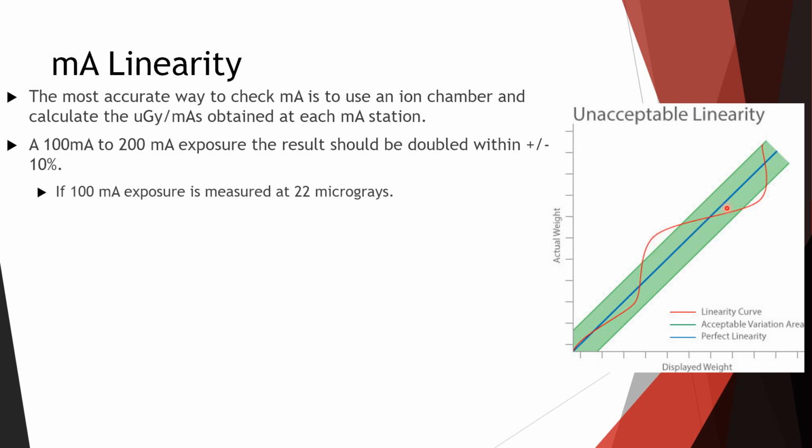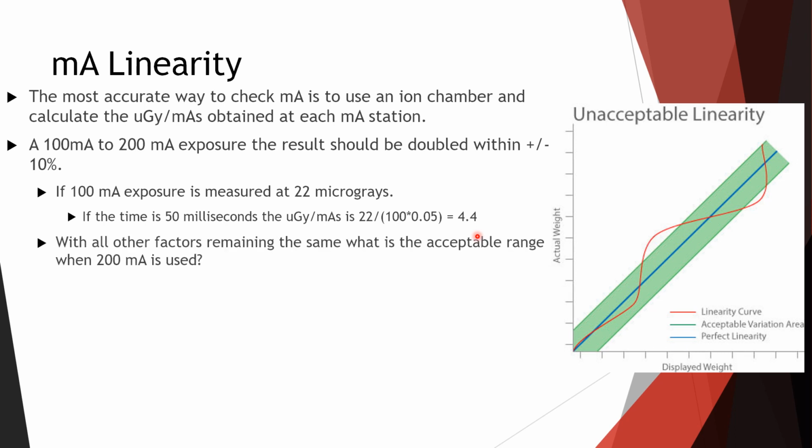Let's go ahead and do an example. If a 100 mA exposure is measured at 22 micrograys, and the time being used is 50 milliseconds, then the microgray divided by the mAs, 100 mA times 50 milliseconds, is 4.4. That is the value that we get for this. Now, with all other factors remaining the same, what is the acceptable range when 200 mA is used? Take a quick second, pause the video here. You can try to work this out.